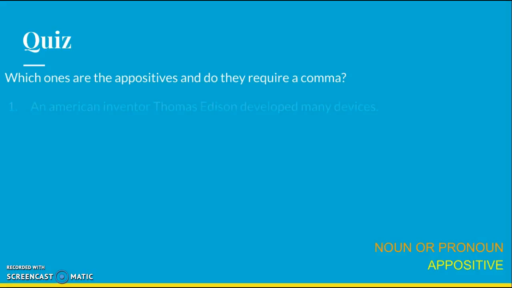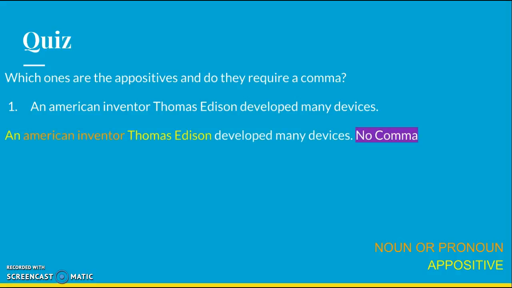So we're going to take a quiz to see if you understand when to use the appositive. When I show the sentence, you have to tell which ones are the appositives and whether or not they require a comma. First one. An American inventor, Thomas Edison, developed many devices. In this sentence, Thomas Edison is the appositive, and you do not need a comma because Thomas Edison is required to know what the sentence means. Without it, you wouldn't know which American inventor they're talking about.